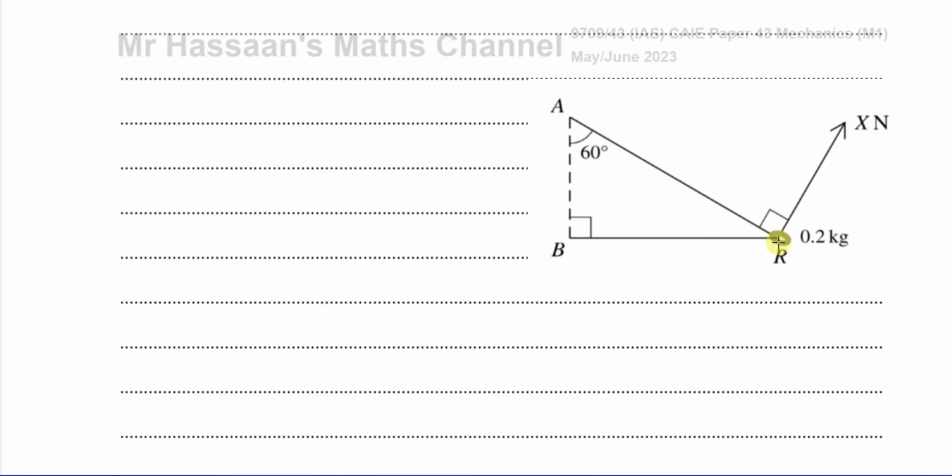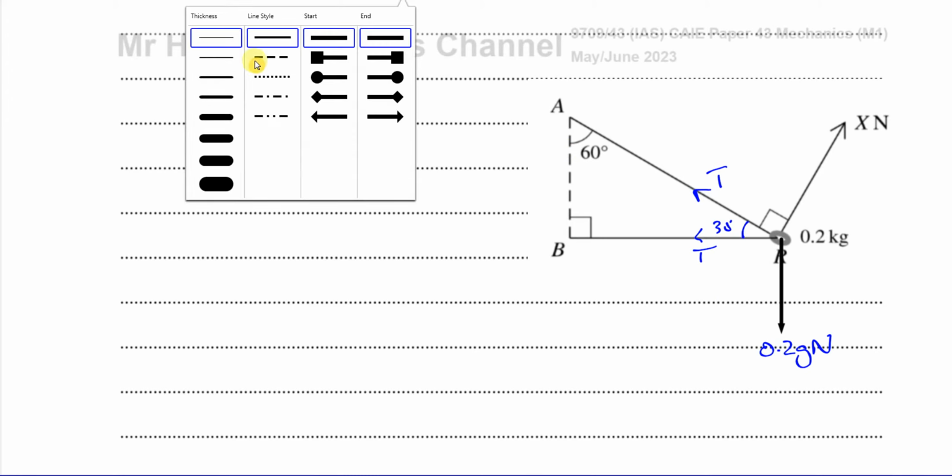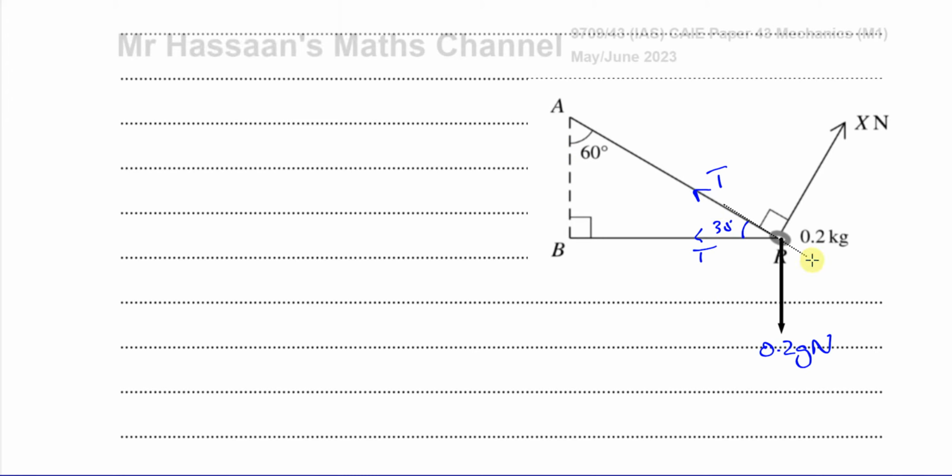So we've got our weight as we had before, which is 0.2g newtons acting down. We have our tension in the string here, which is the same as the tension in the string there. And we have this angle is 30 degrees. If we carry on these lines a bit to help us figure out what the other angles are, I'll carry this line along here, and I'll carry this line along here. That might help us with some of the resolving.